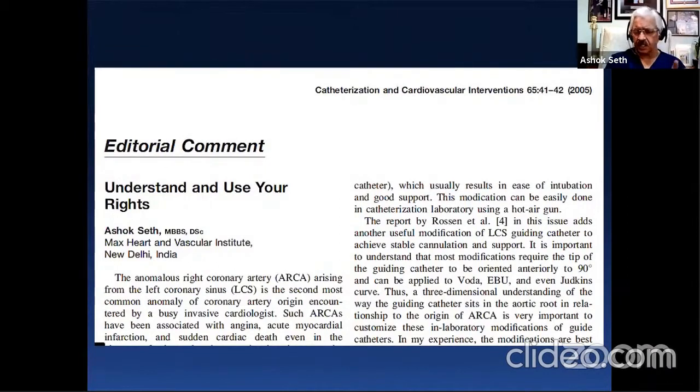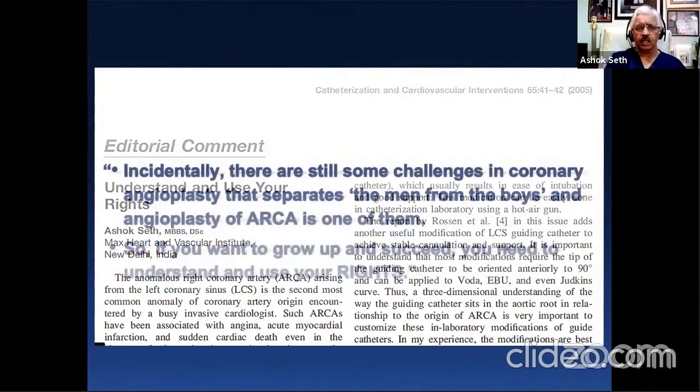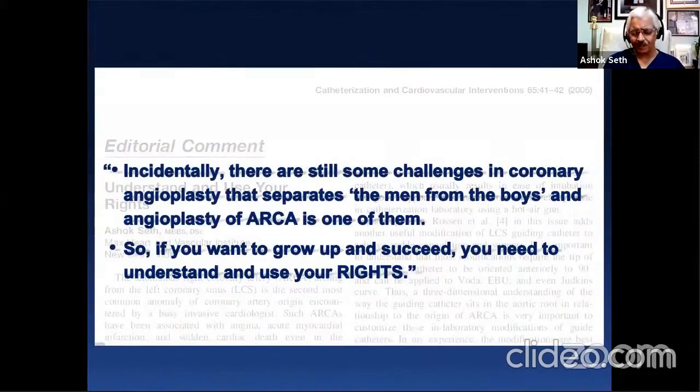And I still suggest that it's still relevant in our present times, because we see so few cases, that it would be very good for you to read this editorial, because it talks about this. It says, cheekily, that incidentally, there are still some challenges in coronary angioplasty which separate the men from the boys, and angioplasty of anomalous right coronary artery is one of them.